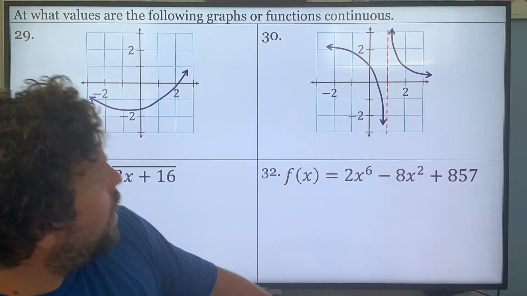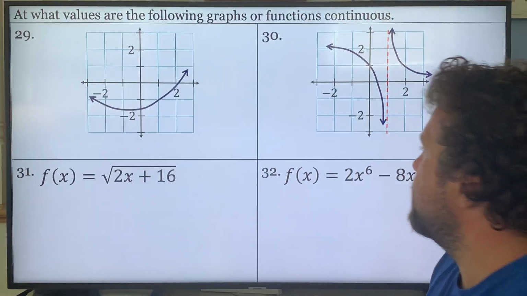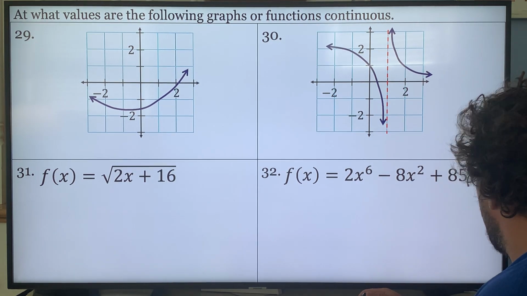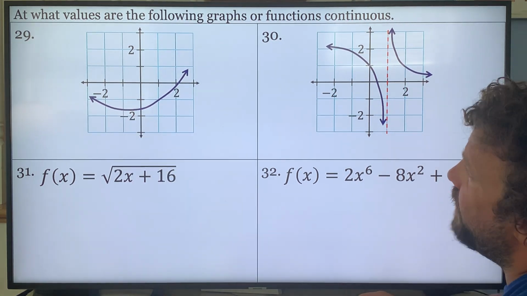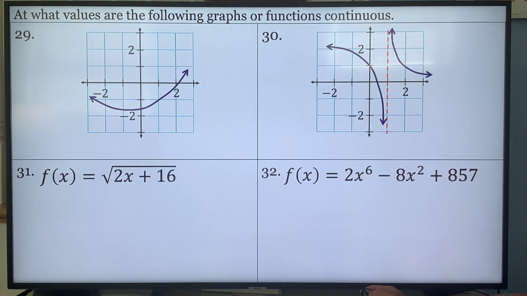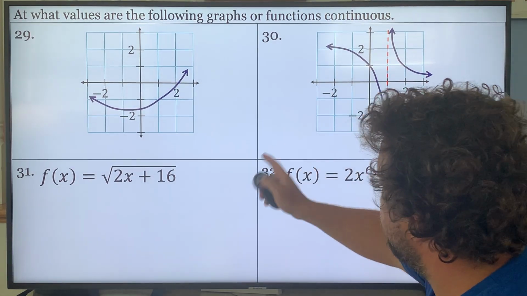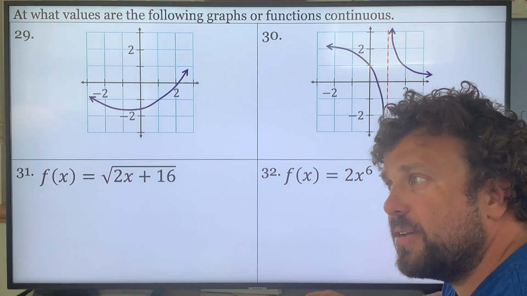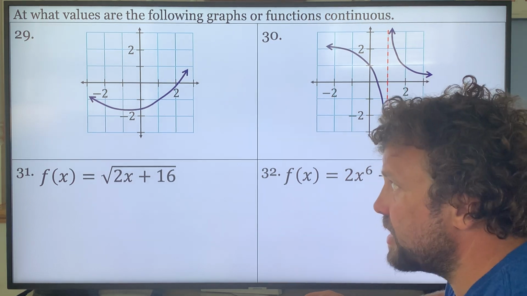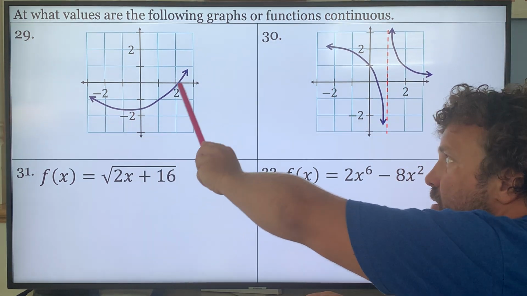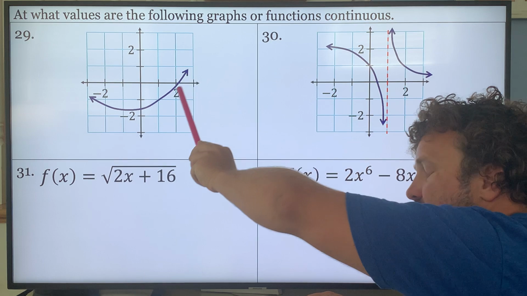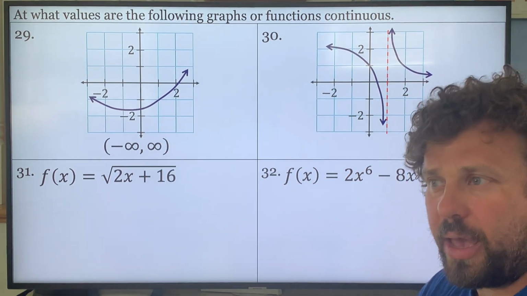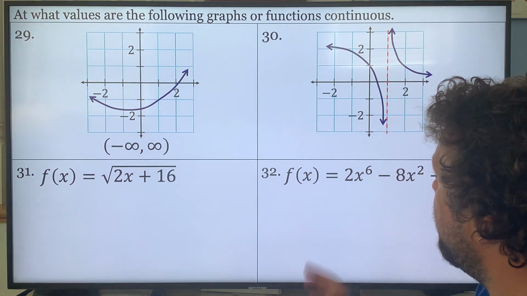Awesome. All right, let's go to the last 4 questions of today. 29. What values are the graphs or functions continuous? So obviously these are the graphs, these are the functions. Where is this continuous? Where it's continuous, your answer is always just the x value. So is this unbroken? And this is uninterrupted, so it's continuous from negative infinity to infinity, or x equals all real numbers.